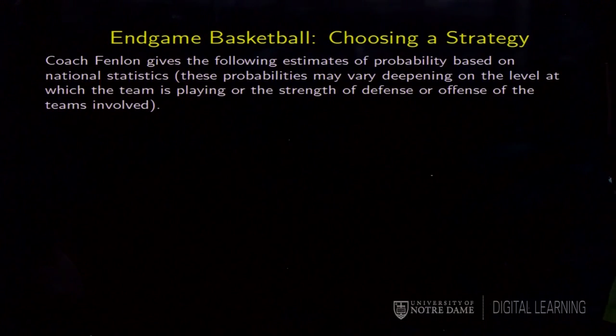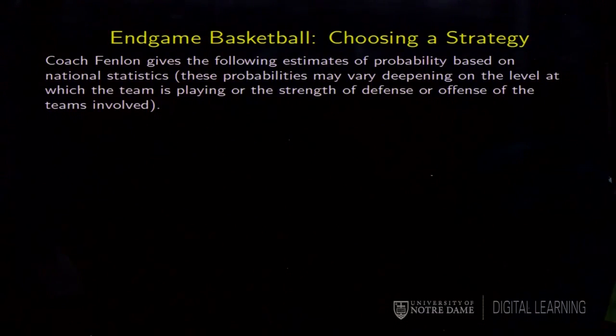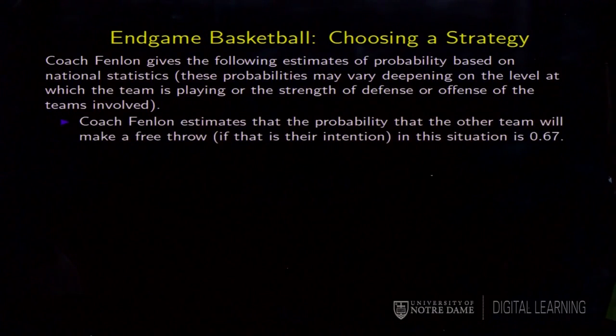So these probabilities might vary depending on the level at which the team is playing, or maybe the strength of the defense or offense of the teams involved. So if you're using this analysis, you might want to substitute your own probabilities instead of Coach Fenlon's. He estimates that the probability that the other team will make a free throw in this situation is 0.67. That's going to happen 67% of the time.